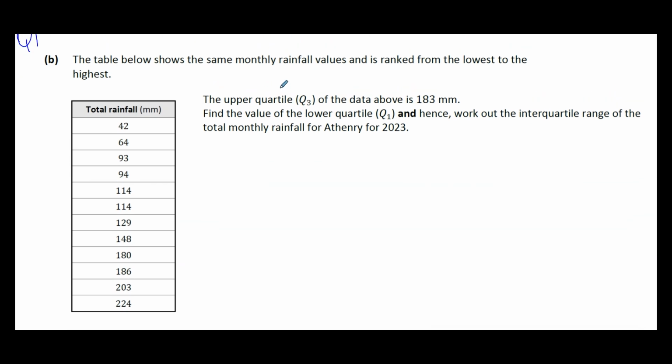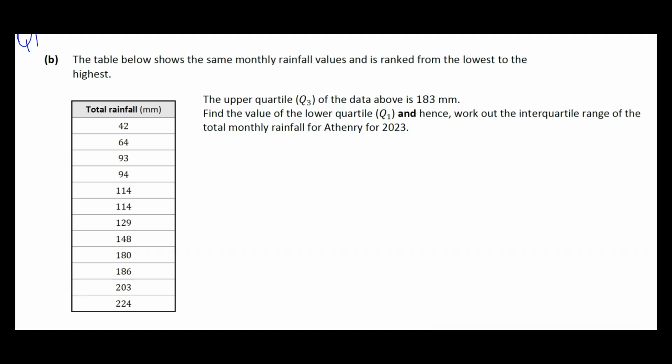Now, the upper quartile of the data above is 183. Therefore, find the value of the lower quartile and hence work out the interquartile range of total monthly rainfall. So much information, isn't it? Okay, let's break it down.